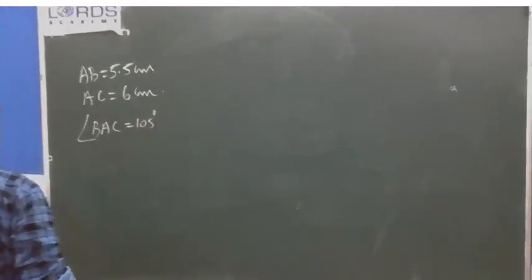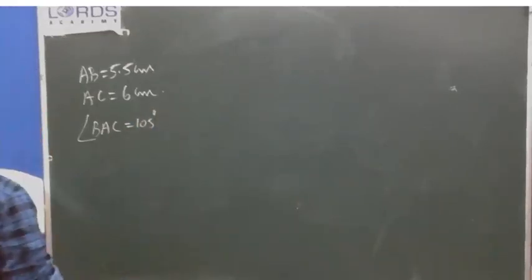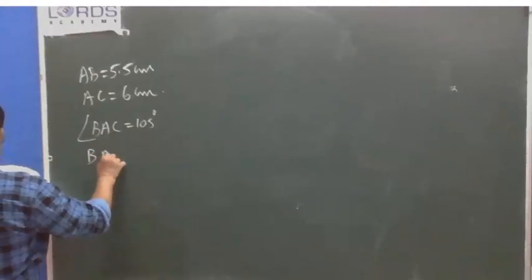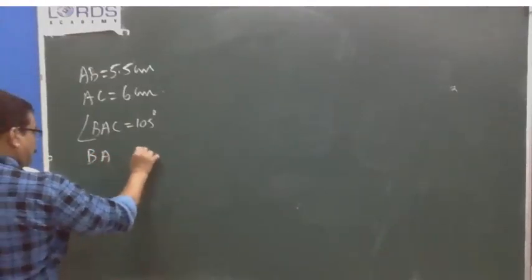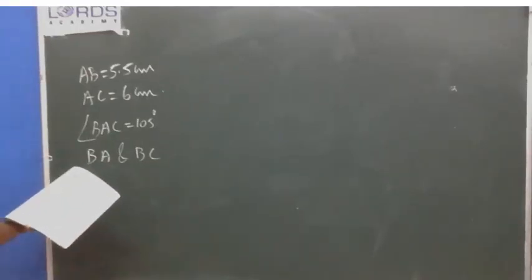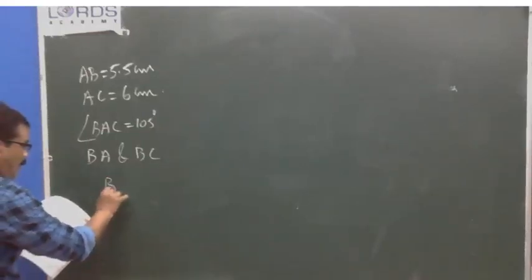Hence, find the construction of locus of points equidistant from BA and BC. Second one, construct the locus of points equidistant from B and C. Mark the point which satisfies the above two loci as P. Measure and write the length of PC.